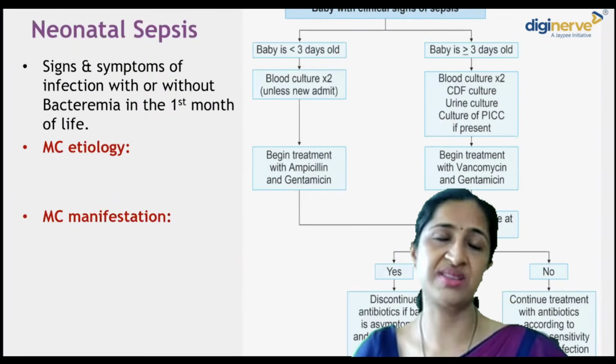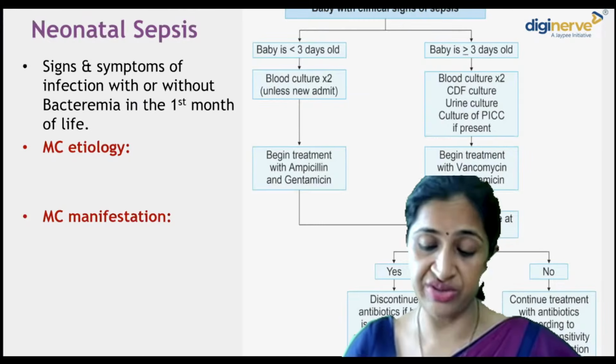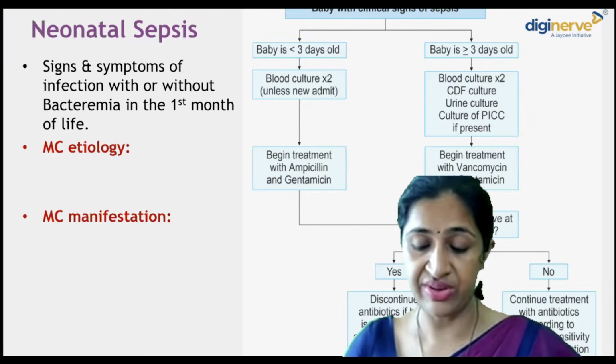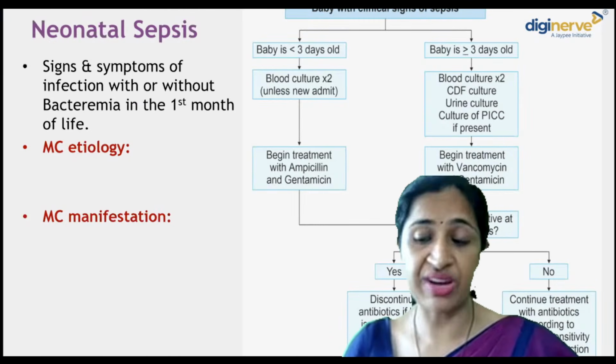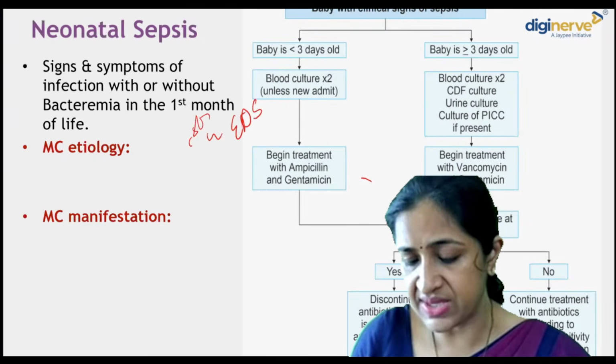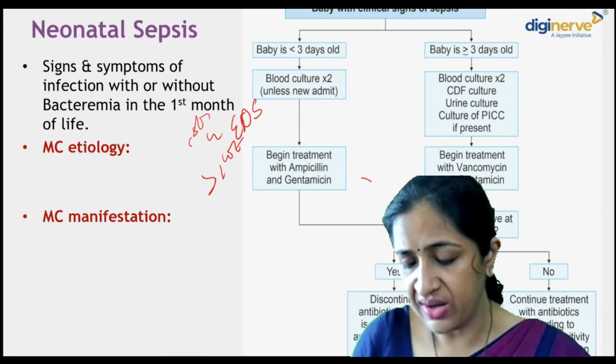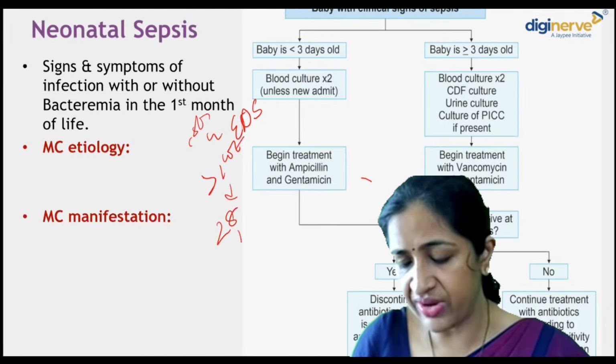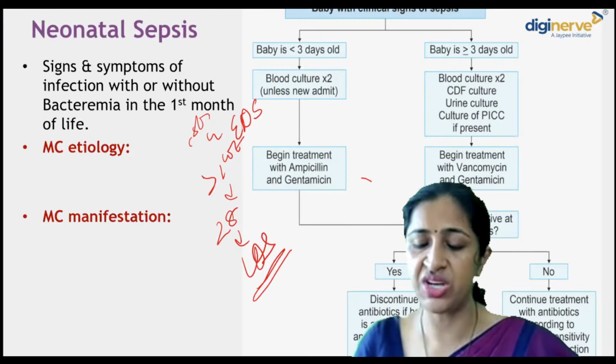Neonatal sepsis is the signs of systemic infection with or without bacteremia in the first month of life. When it occurs within the first week of life, it is called early onset sepsis. Beyond the first week till day 28 of life is called late onset sepsis in neonatology.